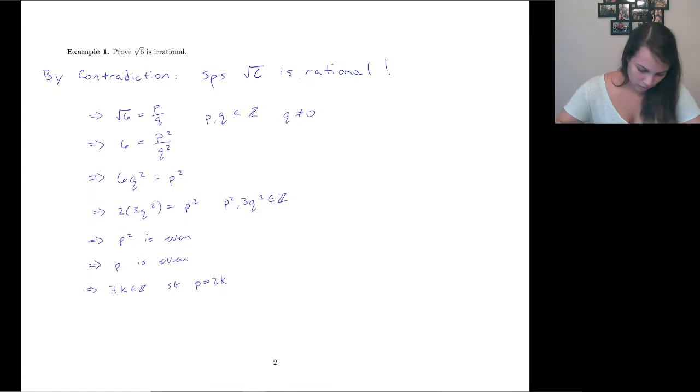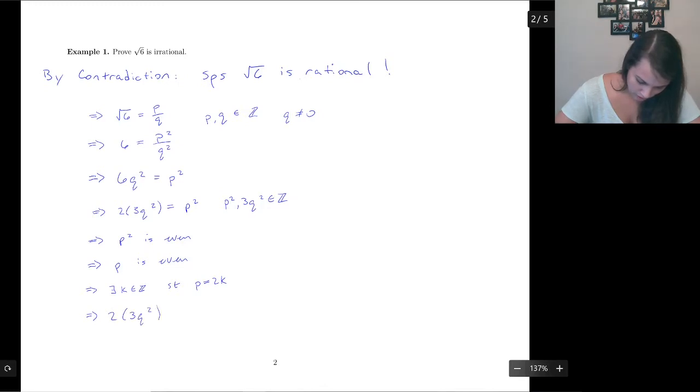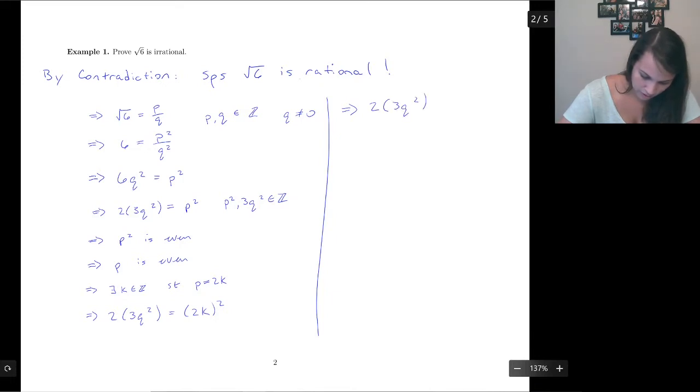So then I'm going to run with that and say 3q squared equals 2k squared. And I need more room. Let's run over here. So then we can write 3q squared equals 4k squared. Do a little bit of canceling with my 2. Get 3q squared equals 2k squared.